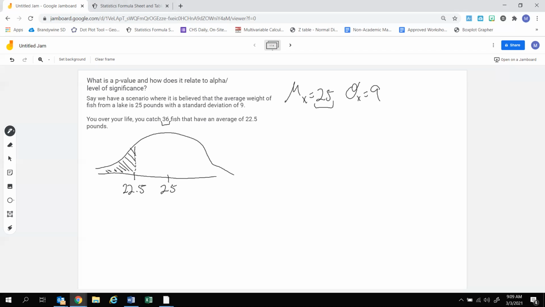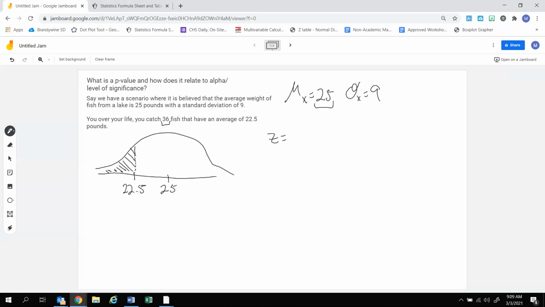Okay. So what a p-value is going to tell us is that let's say this 25 really is true. Obviously, we got less than the 25. So the p-value is going to tell us if this 25 is true, what are the chances of us getting 22.5 or less in this case? So let's go ahead and figure that out.